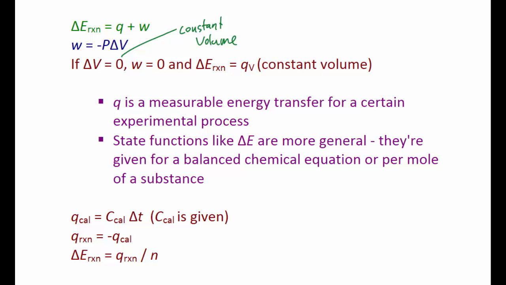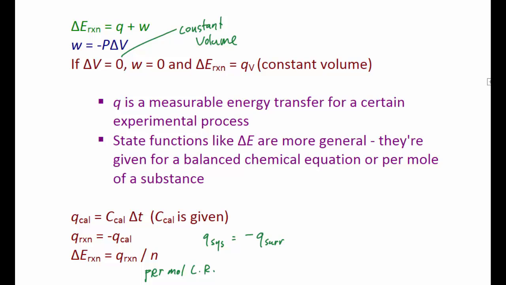Okay. And then just like we did in lab, Q reaction would be negative Q calorimeter. Right? That's because Q system is equal to negative Q surroundings. We can measure the heat gained by the surroundings. Okay, that's the calorimeter. But what we really want is the heat lost by the reaction. Okay, so that's just that sign change there. And then delta E for the reaction, that just puts it in per mole. Per mole of the limiting reactant.